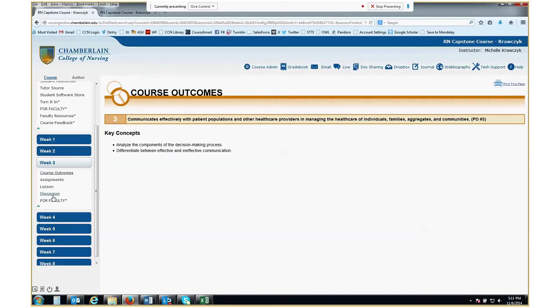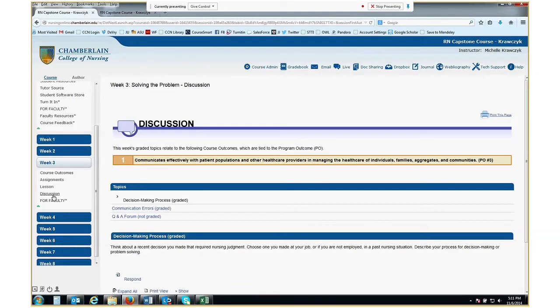You have 2 threaded discussions that are due this week. The first one is decision-making process. So we're going to look at a decision that requires nursing judgment that you make, probably in your job or in a nursing school situation, and describe the process for decision-making and problem solving that you used for that particular problem. The next one is communication errors.